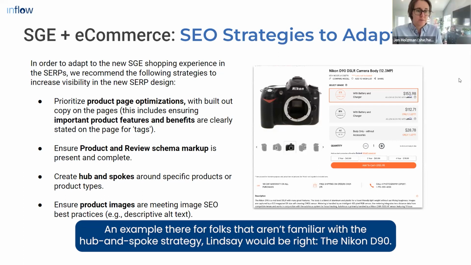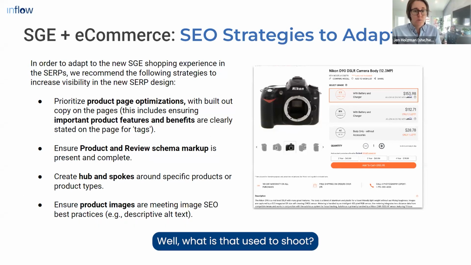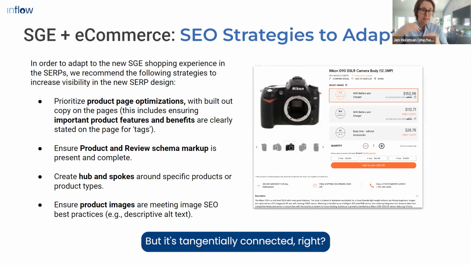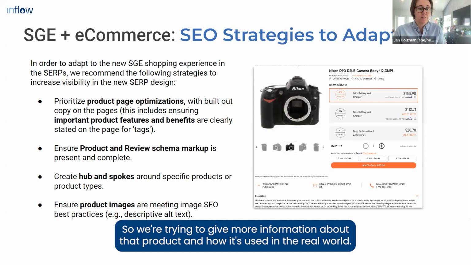An example there for folks that aren't familiar with the hub and spoke strategy, Lindsay, would be, right, the Nikon D90. Well, what is that used to shoot? Is it used to shoot weddings? Is it used to shoot landscape? And then building out content around that that's related to the product that you're focused on, but it's tangentially connected, right? So we're trying to give more information about that product and how it's used in the real world.